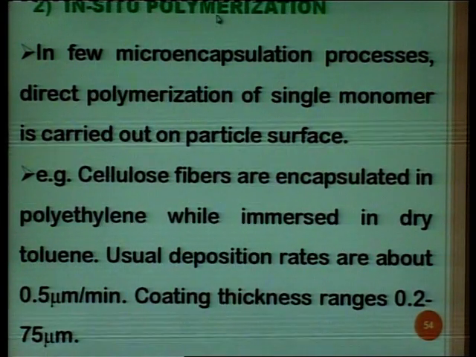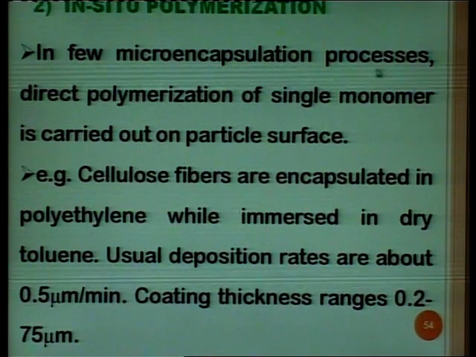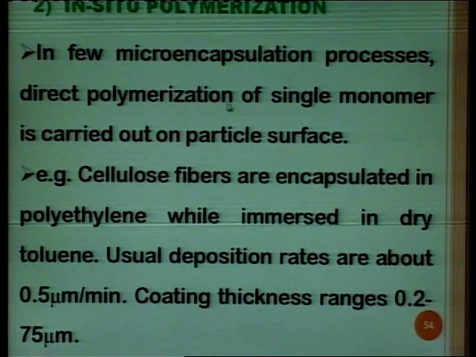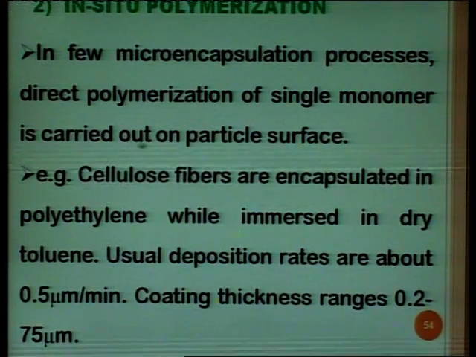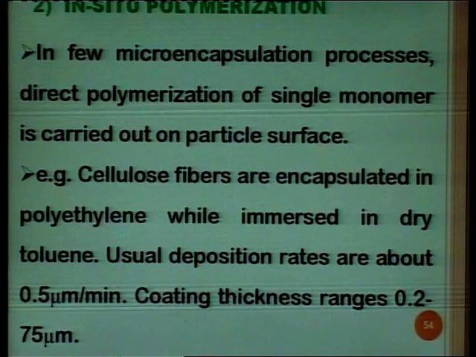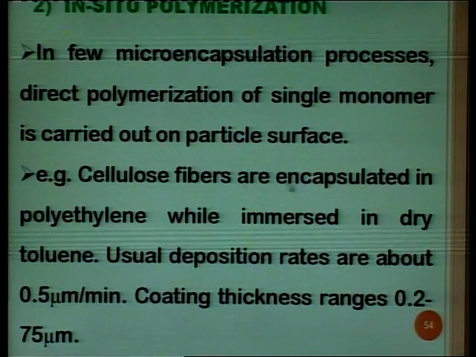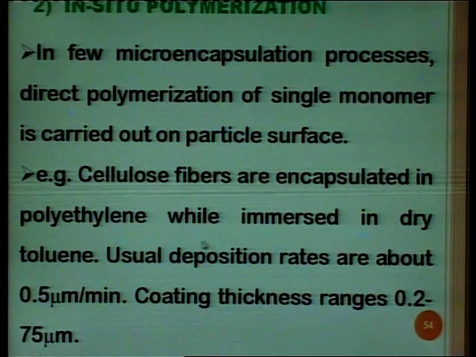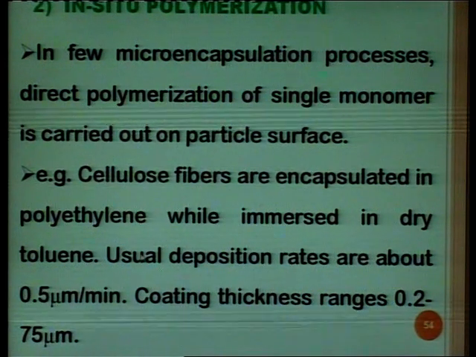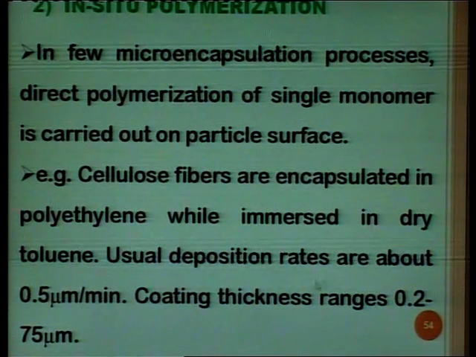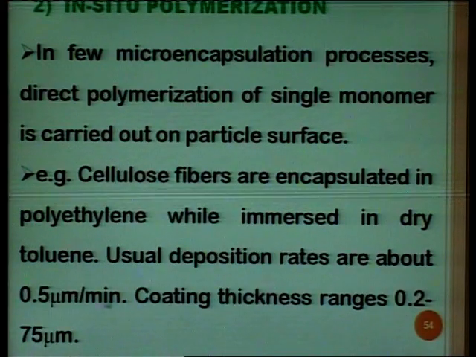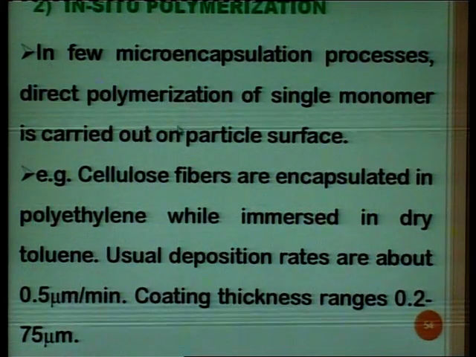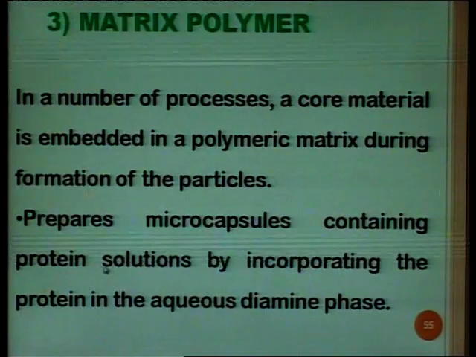In situ polymerization, in a few microencapsulation processes, direct polymerization of a single monomer is carried out on the particle surface. For example, cellulose fibers are encapsulated in polyethylene while immersed in dry toluene. Usual deposition rates are about 0.5 micrometers per minute and coating thickness ranges from 0.2 to 75 microns.